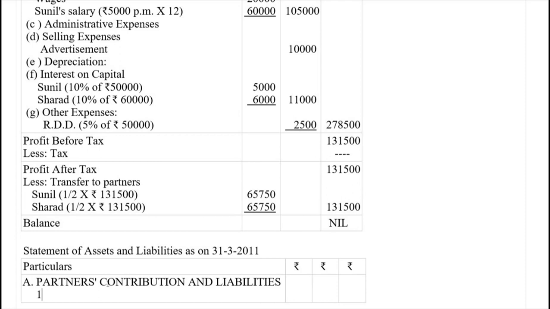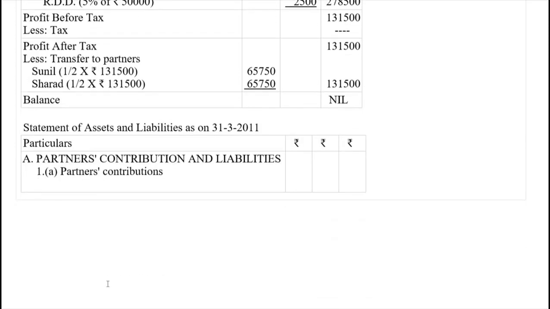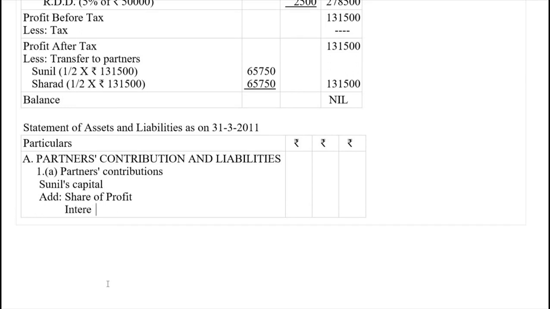Here 1A, partners contribution. So here we have got Sunil's capital balance. Sunil's capital. To this we should add share of profit. Then we should add interest on capital. Then Sunil is eligible for salary here. So salary. Then we should deduct drawings.